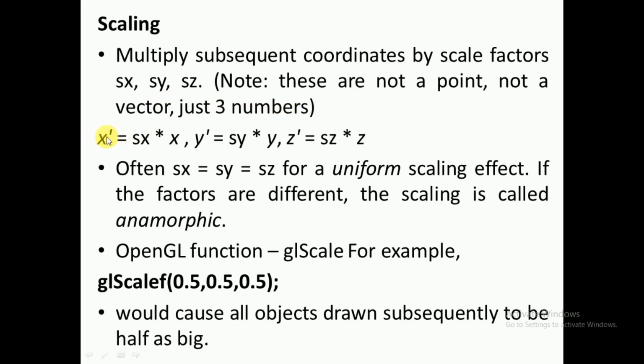To get the new value of x dash, you multiply by the scale factor in the x direction; in the y direction, multiply by its scale factor; in the z direction, multiply by its scale factor. Often Sx equals Sy equals Sz for uniform scaling, as I told during the lab session. If the factors are different, the scaling is called anamorphic, meaning the scaling is not uniform.